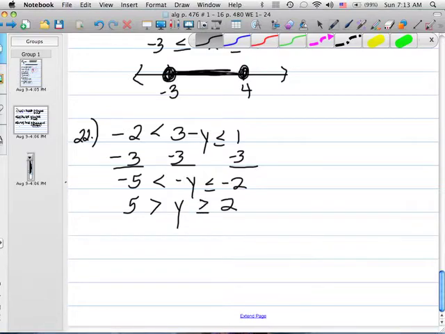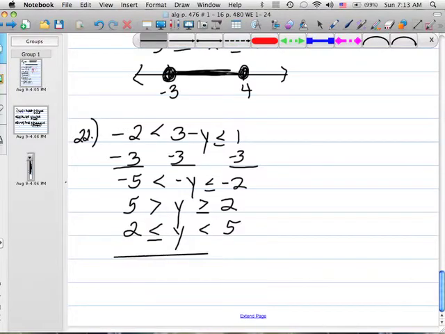Now looking at this, the 5 and the 2 are not in the correct order to graph. So I have to turn it around, change the inequality, and remember the 2, y is greater than or equal to 2, therefore 2 is less than or equal to y. And 5 is greater than y, so y is less than 5. Make sure you have the right inequalities as you turn it around.